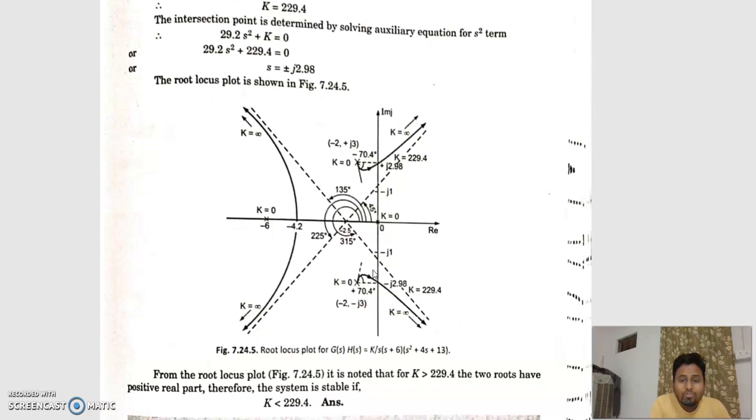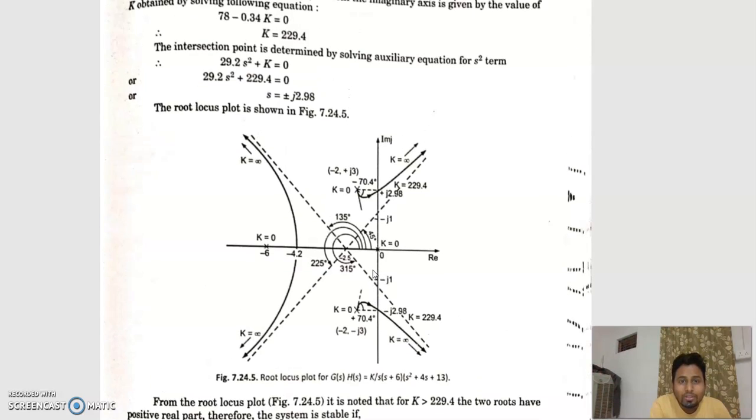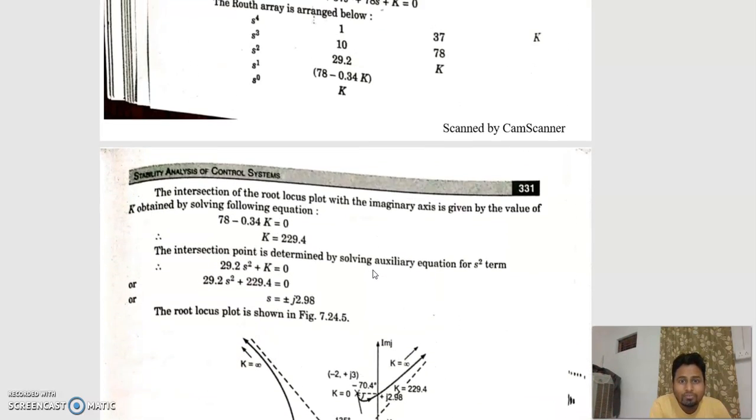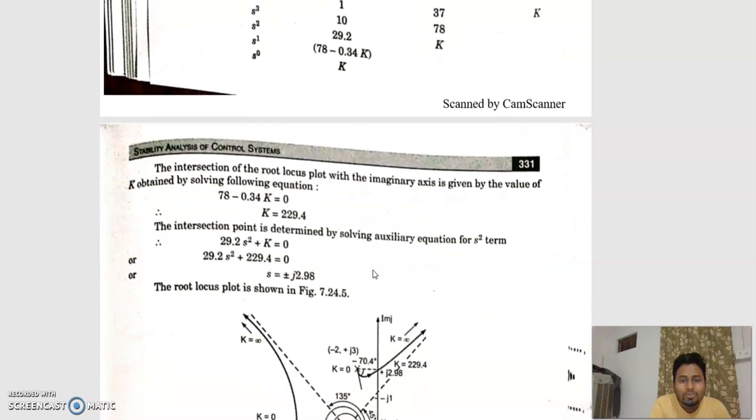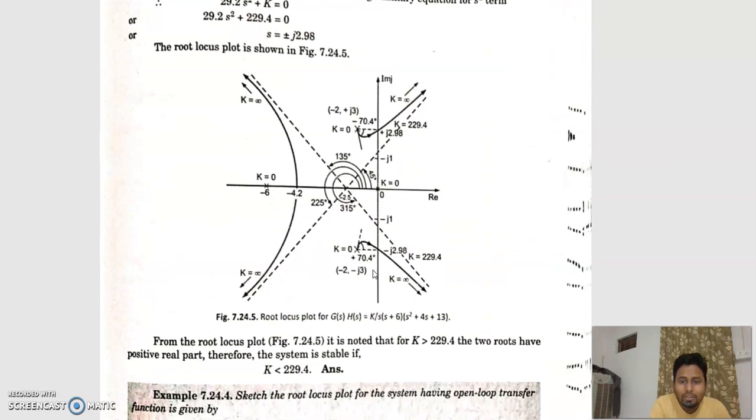Okay, now we can comment on stability, that is the last portion. So comes the Routh-Hurwitz criteria, in which 78 minus 0.34 k must be greater than 0. By which we can calculate k will be greater than 229.4, that is the stability criteria. That means the system is stable if k is greater than 229.4.